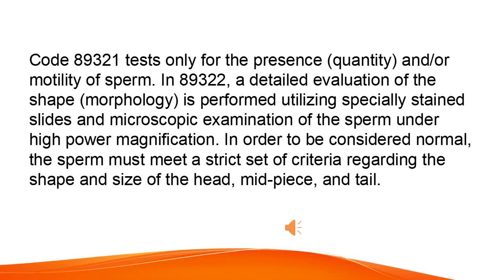Code 89321 tests only for the presence, quantity, and/or motility of sperm. In 89322, a detailed evaluation of the shape, morphology, is performed utilizing specially stained slides and microscopic examination of the sperm under high-power magnification. In order to be considered normal, the sperm must meet a strict set of criteria regarding the shape and size of the head, midpiece, and tail.